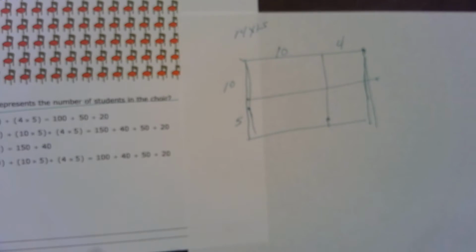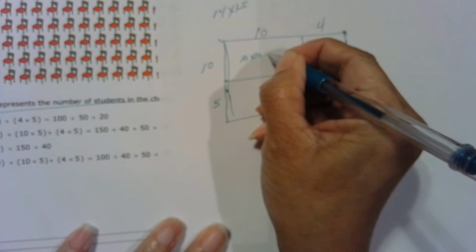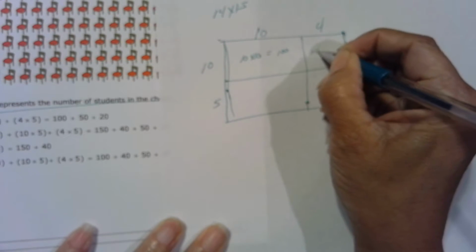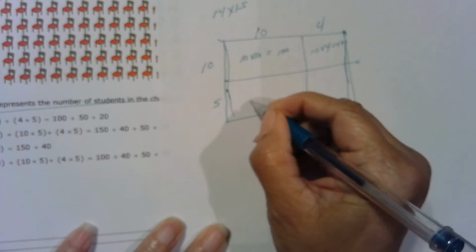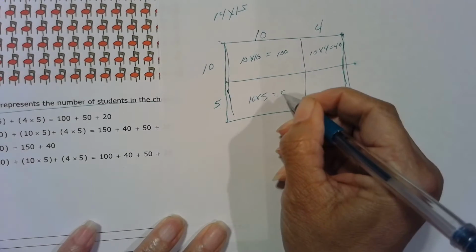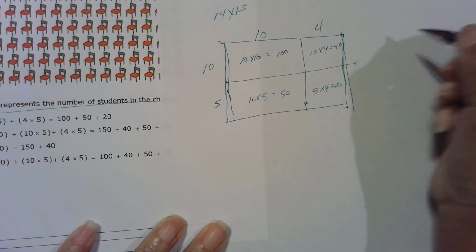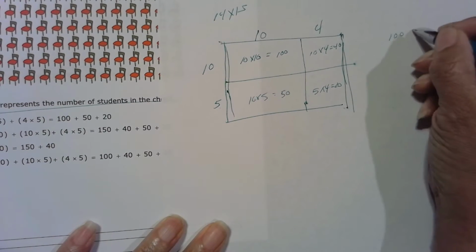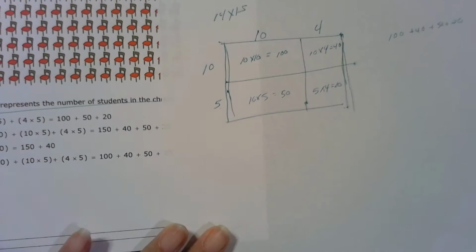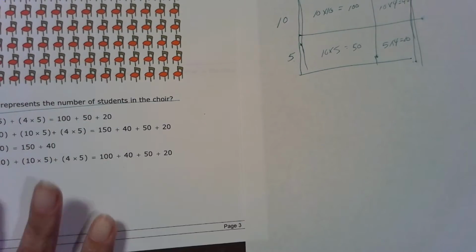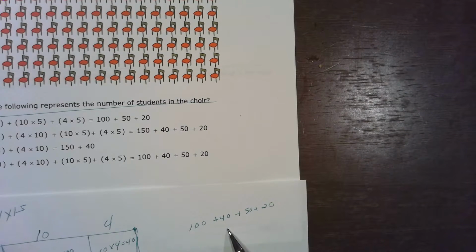So if we do the area model, this is 10 times 10, which equals 100. 10 times 4, which equals 40. 10 times 5, which equals 50. And 5 times 4, which equals 20. We would add them all together. Plus 20. So if you notice of all the answers, it didn't give you the amount. So we need to find an answer that's going to look like this.